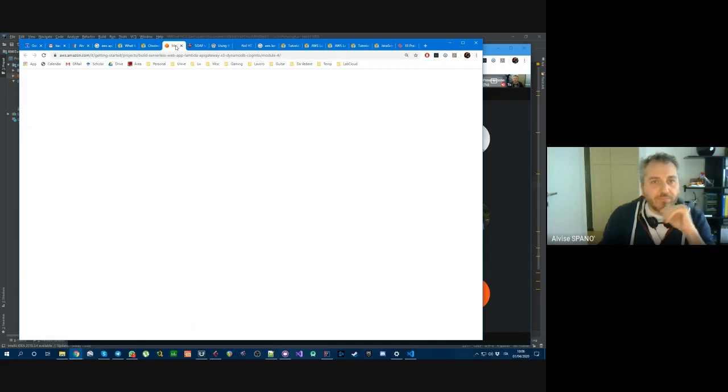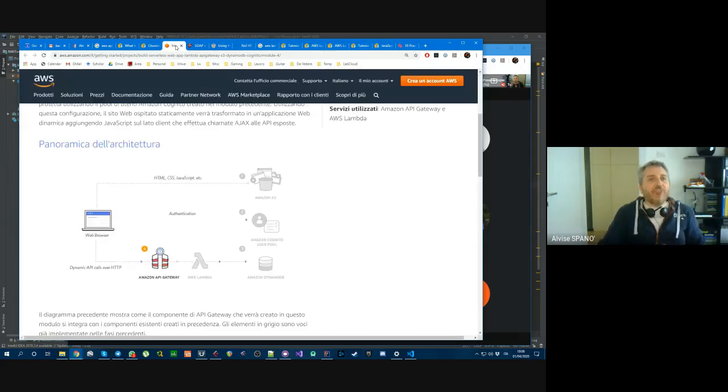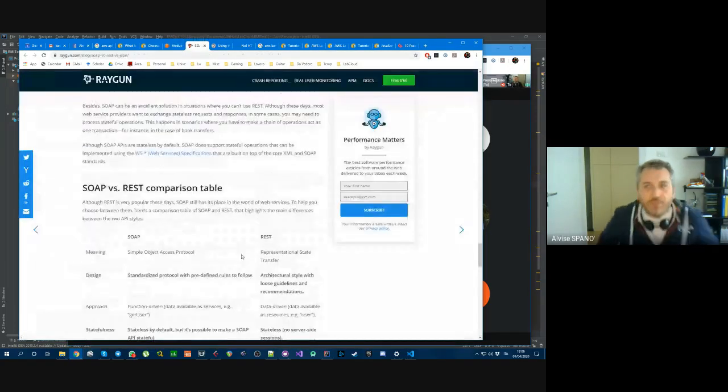So let me show you another interesting comparison. I don't know if you have ever heard of SOAP, S-O-A-P, like sapone in Italian, sorry. And what is SOAP? SOAP is an older way for representing APIs through HTTP. So SOAP is actually based on HTTP, while REST is generic. Anyway, they are mostly used for the same things.